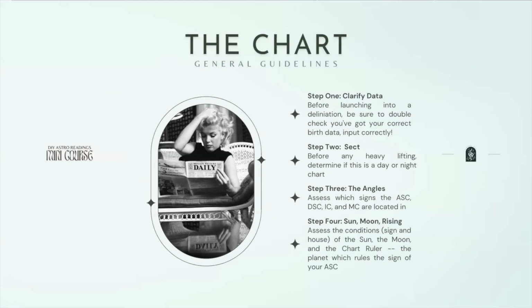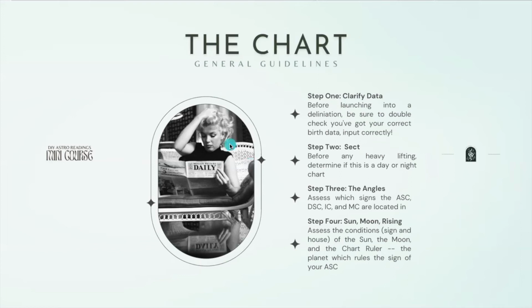And the next step is figuring out whether you have a day chart or a night chart. Then I recommend looking at the angles and assessing which signs the ascendant, descendant, IC, and MC are located in. And then I recommend looking at the sun, moon, and rising. So assessing the conditions, which is the sign and the house in this case, of the sun, the moon, and the chart ruler. So that's the planet which rules the sign of your ascendant.